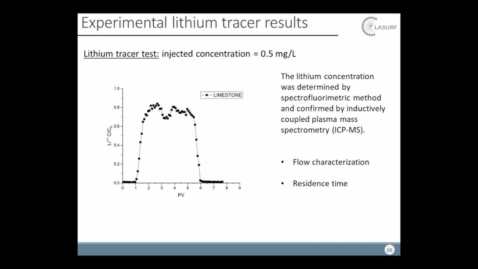This is a lithium tracer in the core flow. The first test we used to characterize the flow and the residence time, because we assume the lithium has no absorption in the core and no reaction at all. So it's just used to see what's happening. This lithium was determined by flow spectrometry and ICP at the lab.